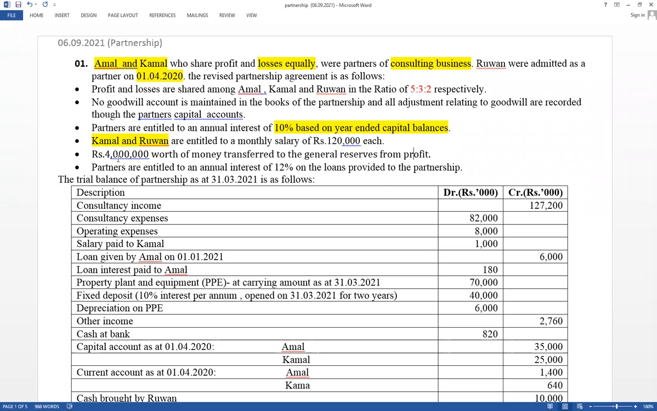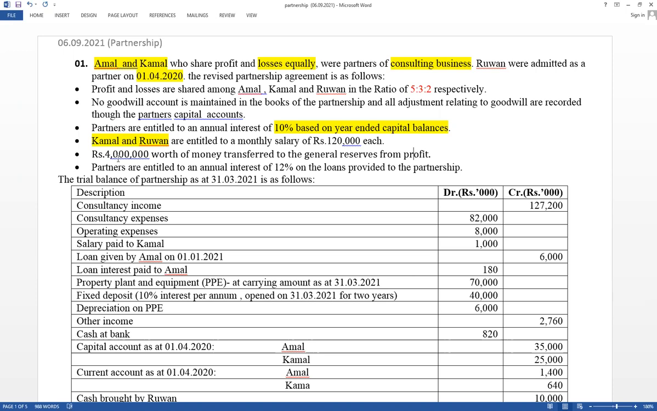Therefore, think how to record if it has given transfer to the general reserves. It should be adjusted in the profit appropriation accounts, and it is also part of equity. Therefore, in the financial position under equity: capital account balance, current account balance, after that general reserves, part of equity.